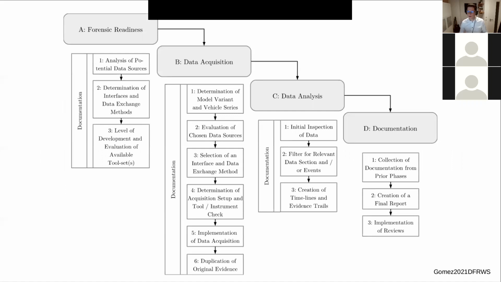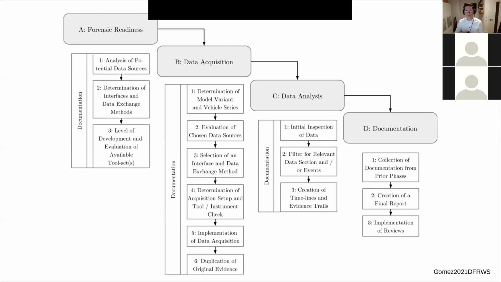The process in automotive digital forensic investigations is pretty similar to the process we have already seen from digital forensic science. We also have a forensic readiness phase where we need to identify data sources and potential data exchange methods to collect the information. Afterwards, we can perform data acquisition. This is where we determine the variant we are dealing with, so the actual vehicle we have in front of us. Then we determine what data sources we want to collect and which interfaces and data exchange methods we want to use.